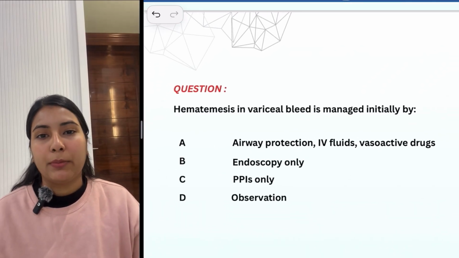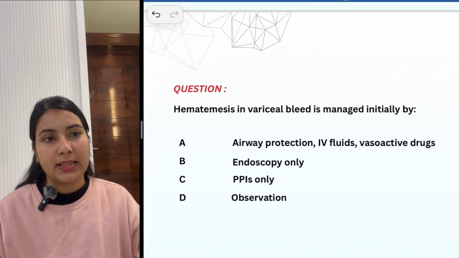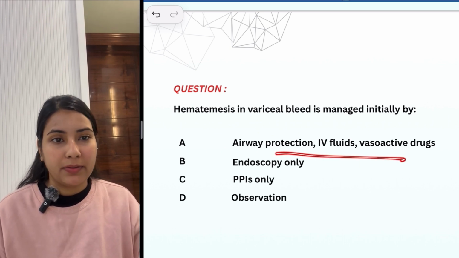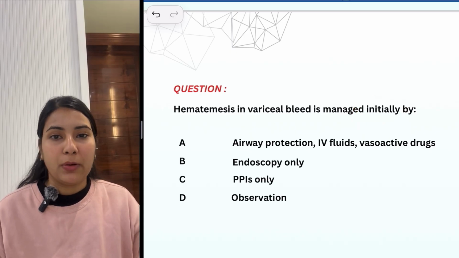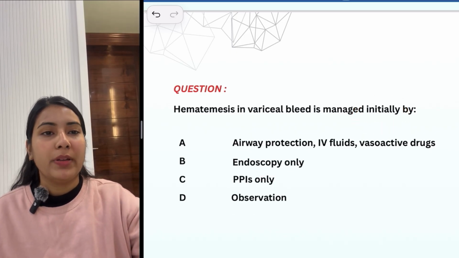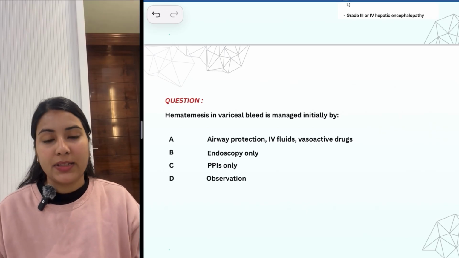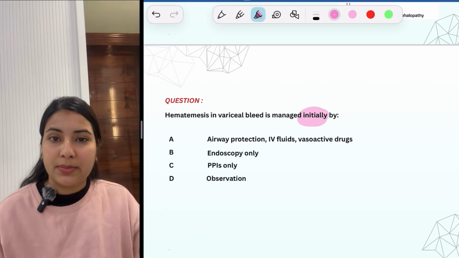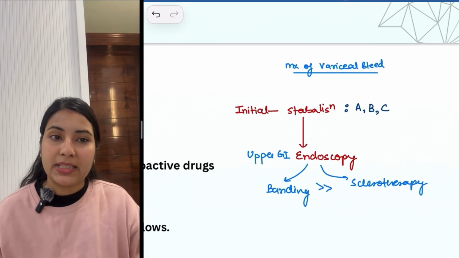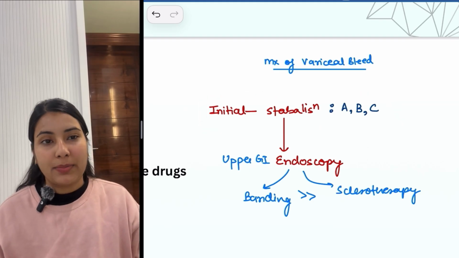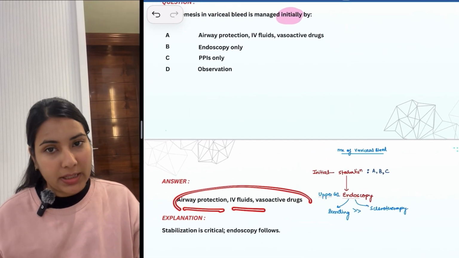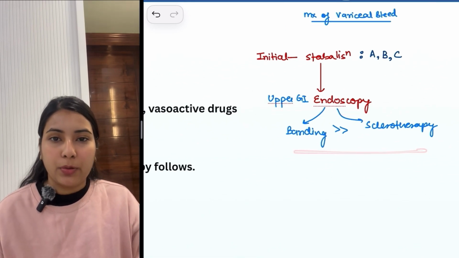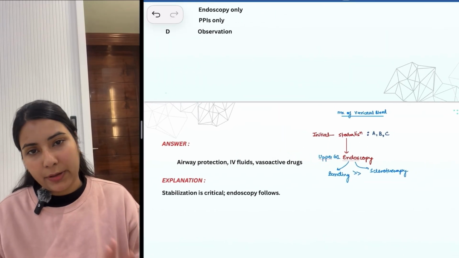So moving on to the next question, hematemesis in variceal bleed is managed initially by, your options are airway protection, IV fluid, vasoactive drugs, endoscopy only, PPI only, and the last option is observation. So when the patient comes to you with acute variceal bleed, your buzzword in the question is initial management. So initial management is always the stabilization of the patient. You will do ABC, airway breathing circulation, so the answer becomes airway protection, IV fluids, and vasoactive agent. After the stabilization of patient, we perform per GI endoscopy. We will treat the patient with either banding or sclerotherapy, right?